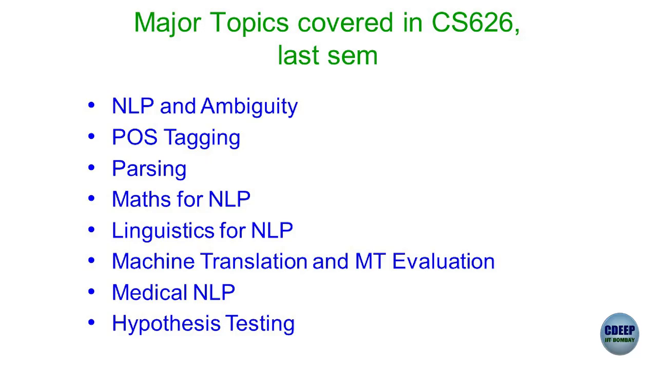Okay, then these were the topics in CS626: NLP and ambiguity, part of speech tagging, parsing, maths for NLP, linguistics for NLP, machine translation and machine translation evaluation, medical NLP, hypothesis testing. So these were the broad topics covered last semester. Do take a look at them. Okay.